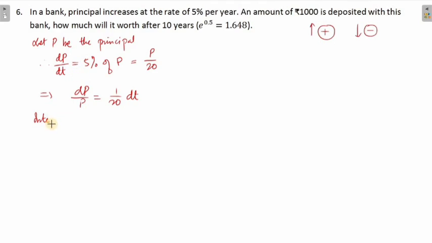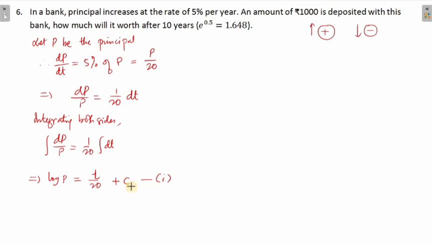Okay, so integrating both sides, you get integral dp by p equals 1 by 20 integral dt. So this gives log p equals t by 20, in fact with a constant of integration. Let me call this equation number 1.